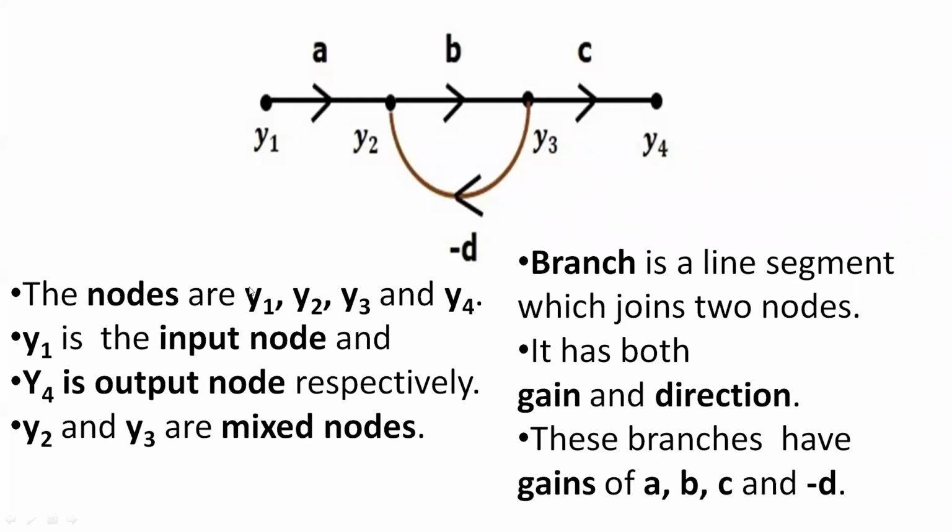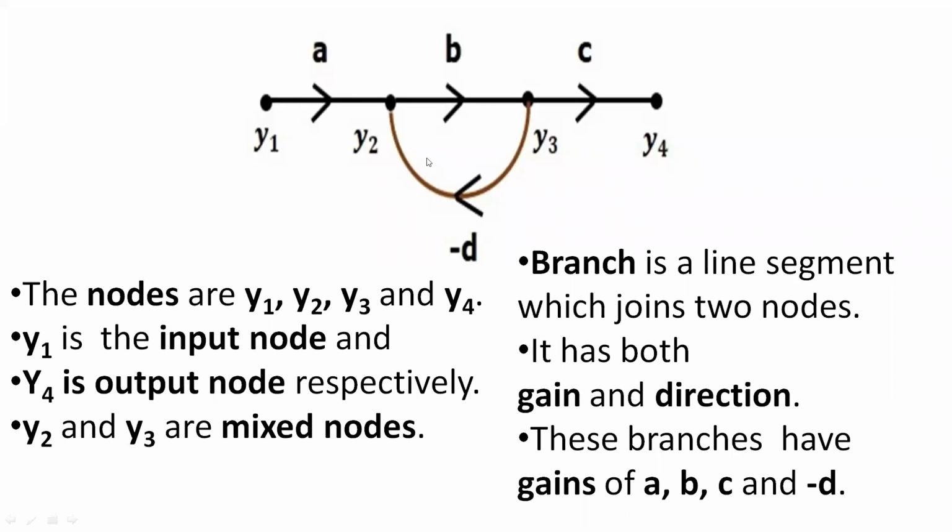If you consider this signal flow graph, the nodes are Y1, Y2, Y3, and Y4. Y1 is the input node, which has only outgoing branches, and Y4 is the output node, which has only incoming branches. Y2 and Y3 are mixed nodes, where we have both incoming and outgoing branches.